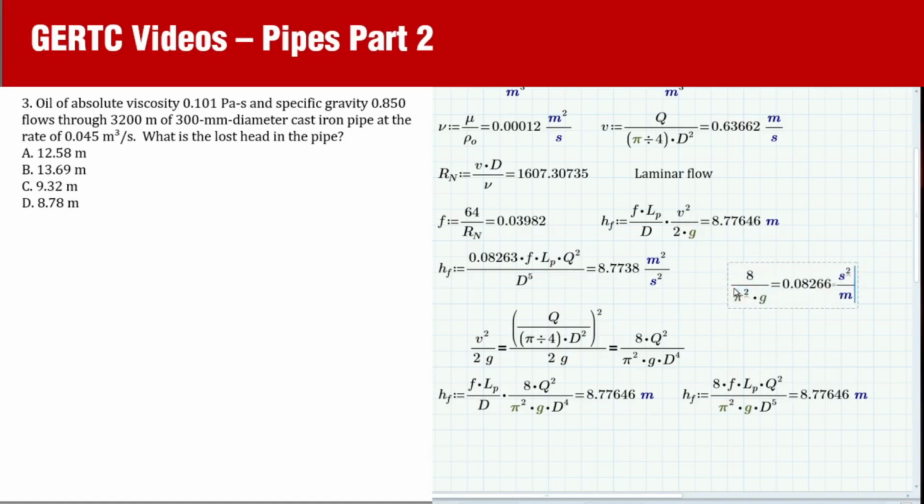0.0826, 8265. 8265 nga, not 8263. Yan yung value niya. So, itong formula na to, magagamit nyo lang kapag SI, meter yung unit mo. Kapag feet, do not use this one. If you're using feet, then you go to this. Kasi ito, kahit anong unit.